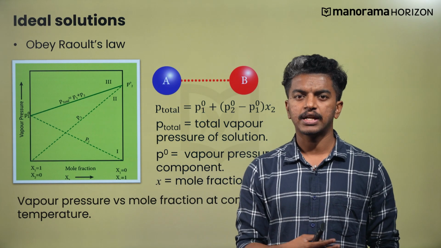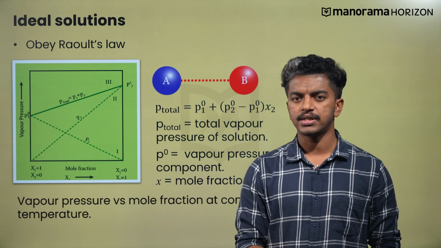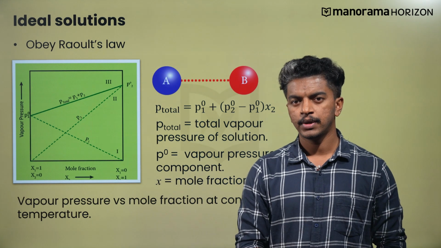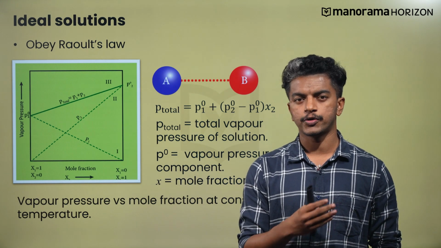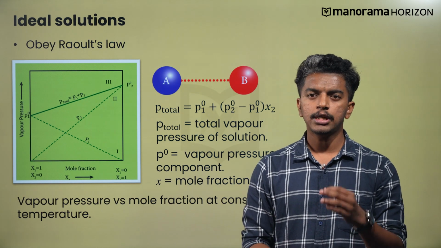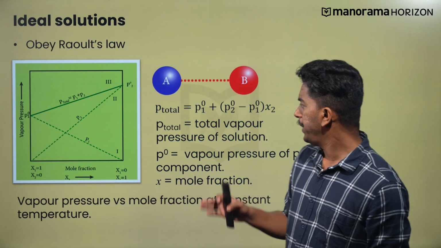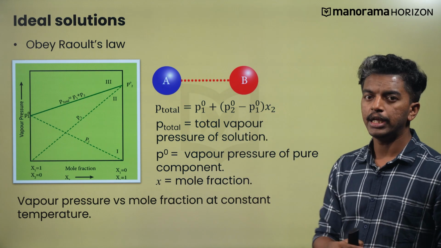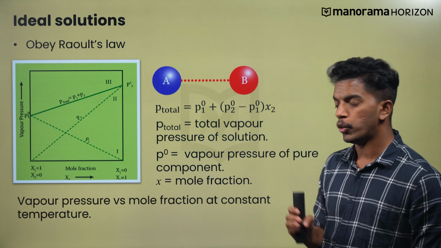A solution, for example AB, which obeys Raoult's law over the entire range of concentration is known as an ideal solution. Hence, their graphical behavior will be the same as predicted by Raoult's law. And the total pressure P total will be equal to P1⁰ plus (P2⁰ minus P1⁰) into X2, where X2 is the mole fraction of solute.